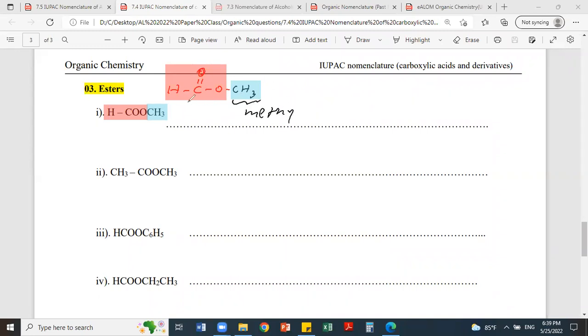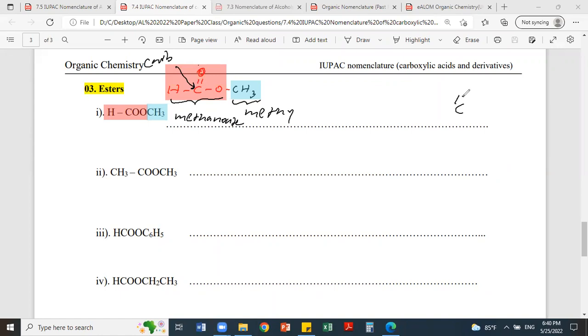This is called methanoate, right? This is methanoate, only one carbon. Therefore, methyl space methanoate. Why methyl space? Because the methyl group is not directly attached to that carbonyl carbon. This carbon is called the carbonyl carbon. This is called the carbonyl group.